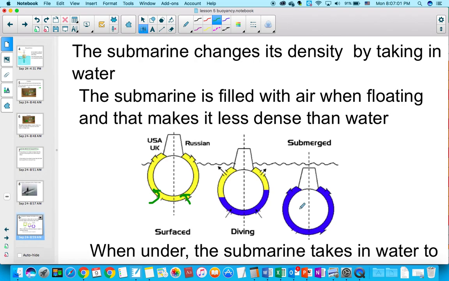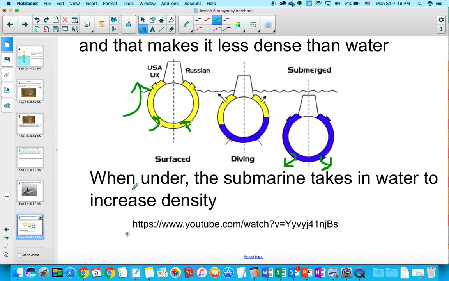And if it wants to float, it'll pump all that water back out. And as it pumps that water back out, again, it fills it with air from probably tanks, and that decreases the density. And so again, the submarine will rise and float. This video will go over into more detail about that.